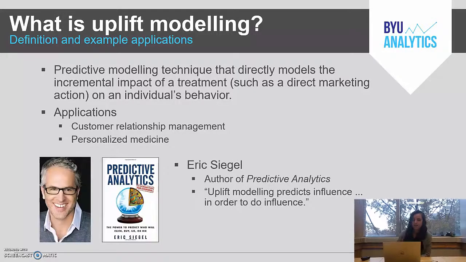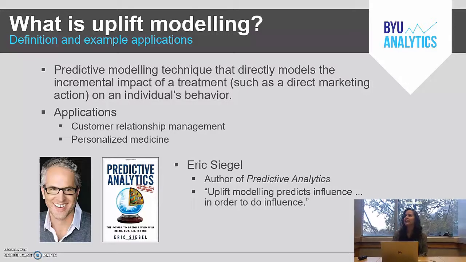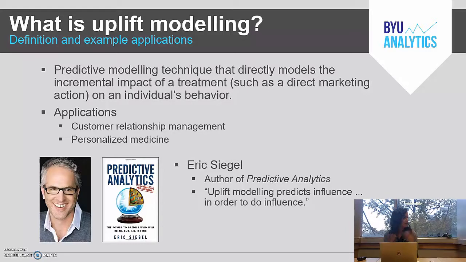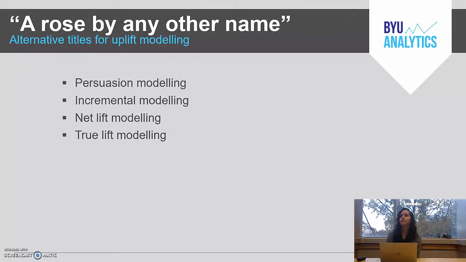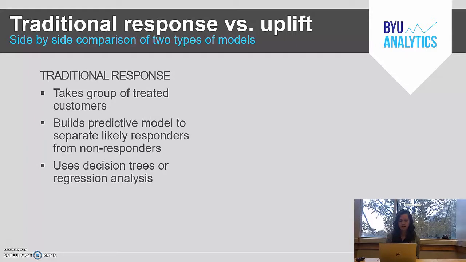And Eric Siegel actually wrote the book on predictive analytics. And he says that uplift modeling predicts influence in order to do influence. So it's all about being able to influence people on a very individual basis. So uplift modeling goes by many different names. It's also called persuasion modeling, incremental modeling, net lift, or true lift modeling. So any of those iterations is the same thing.